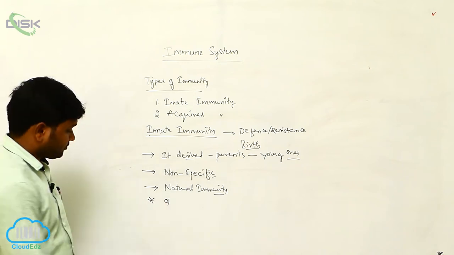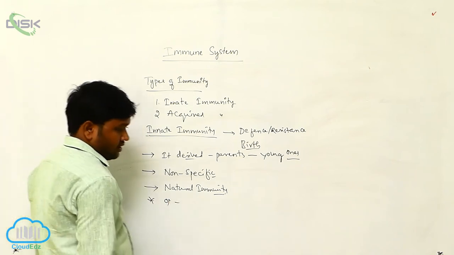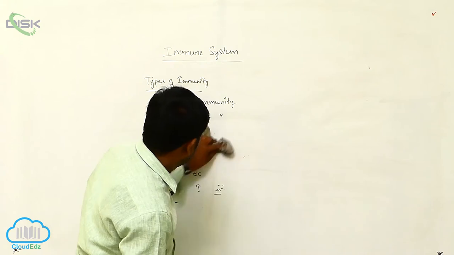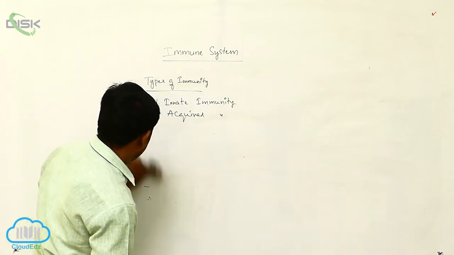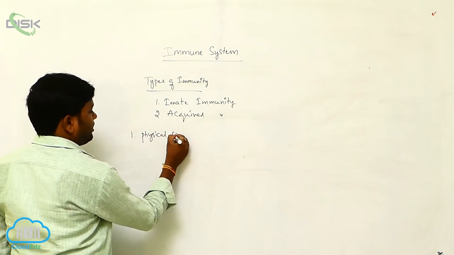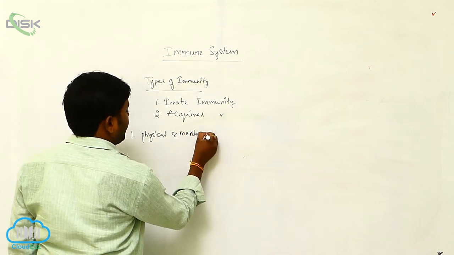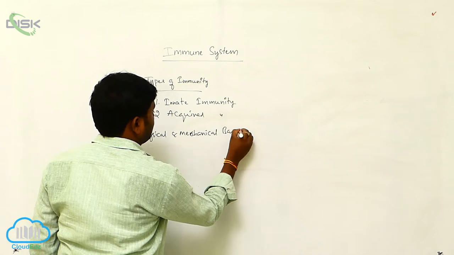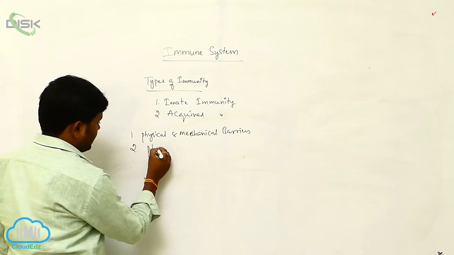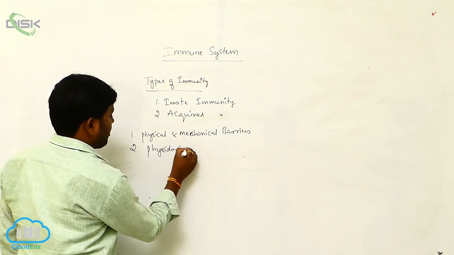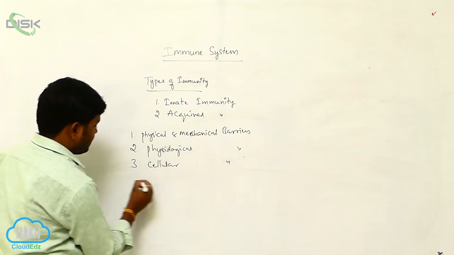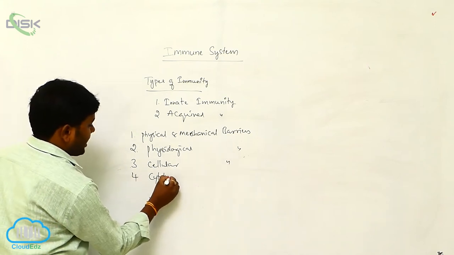This immunity operates through some barriers. First one is physical and mechanical barriers. Next, physiological barriers. Next, cellular barriers. And the fourth one is cytokine barriers.